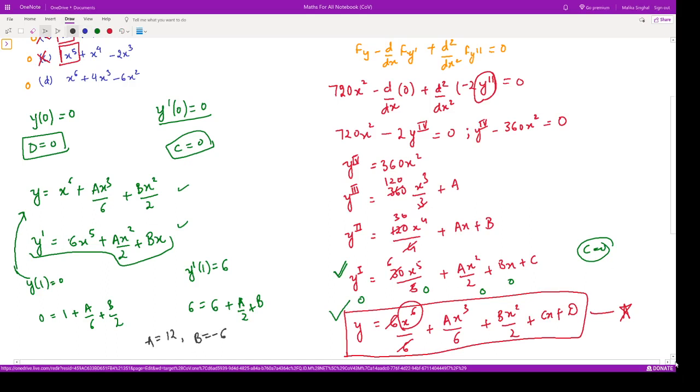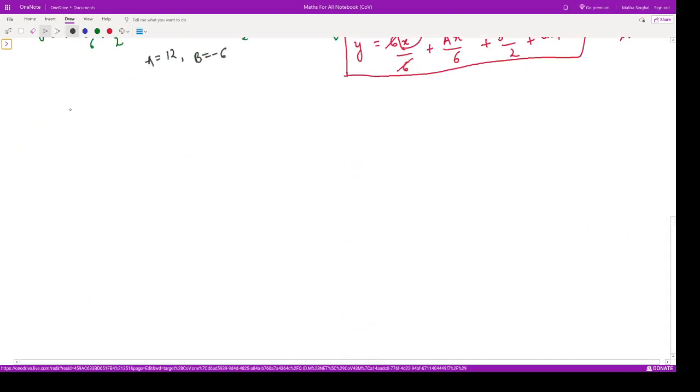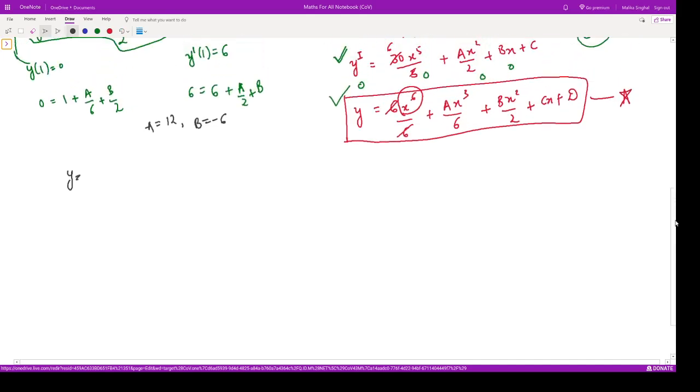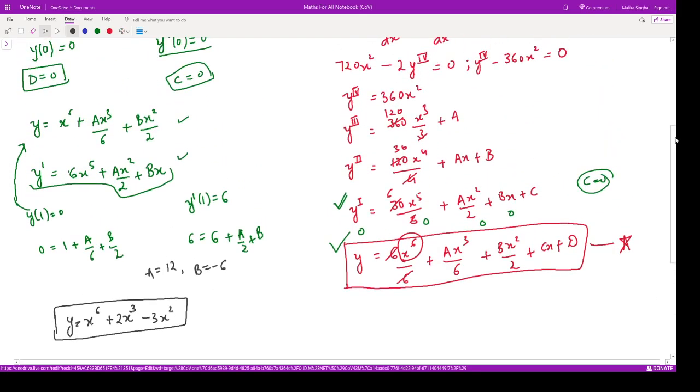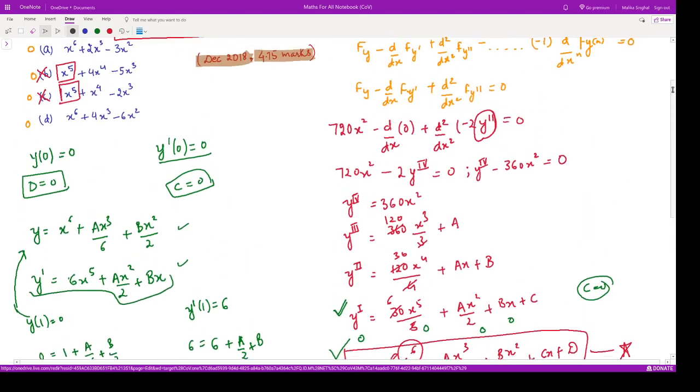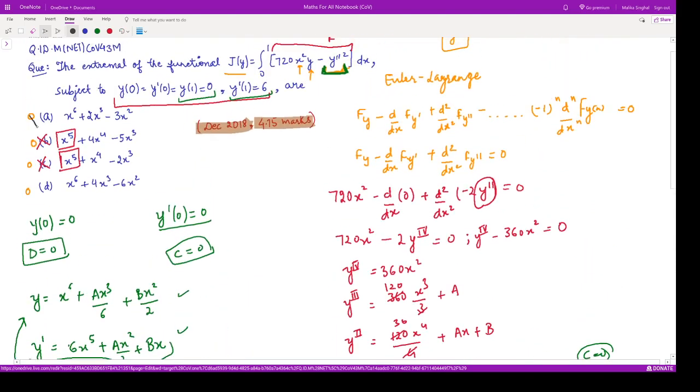Therefore my y would become, let us put these values in this: x to the power 6, a is 12 so I have 2x cubed, b is minus 6 so I have minus 3x squared, c is 0 and d is 0. So y is x to the power 6 plus 2x cubed minus 3x squared. Let's match which of the given options is correct. So A is the correct option.